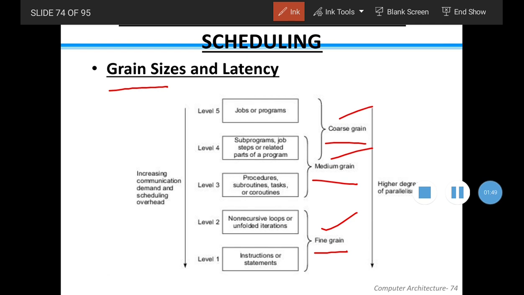So this figure shows the levels of parallelism in program execution on modern computers. Here we have 5 levels. Level 1 and level 2, if you observe, belong to the fine grain section, level 3 and level 4 belong to medium grain, and level 4 to level 5 belong to coarse grain. At level 1 we have instructions and statements, at level 2 we have non-recursive loops or unfolded iterations, at level 3 we have procedures, subroutines, tasks, or coroutines, at level 4 we have subprograms, job steps, or related parts of the program, and at level 5 we have a whole complete program.